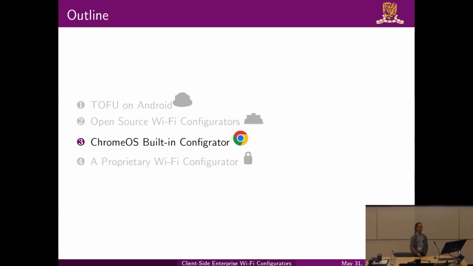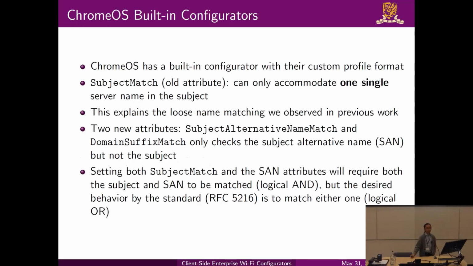There's also Chrome OS, which should be similar to Android, right? It actually has built-in configurators that work on their custom profile format. In the old versions of Chrome OS, there was again only subject match, which can only accommodate one single server name in the subject, similar to Android. This also explains why, in our previous work, we noticed so many loose name matchings in the profiles. Since then, there are two new attributes similar to Android, but they only check the SAN instead of also the subject. And this is actually not conformant to the standard.